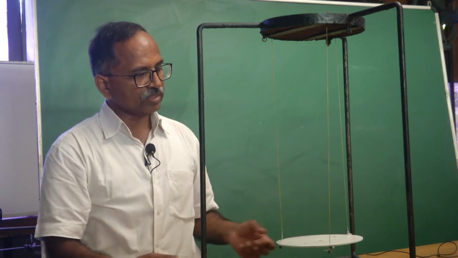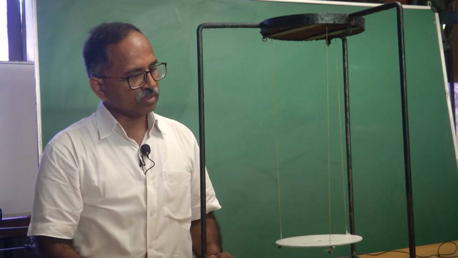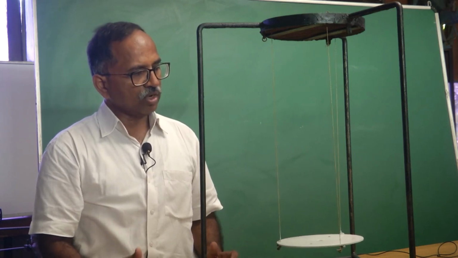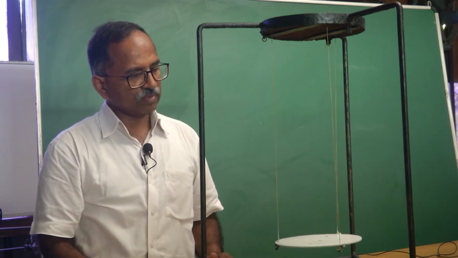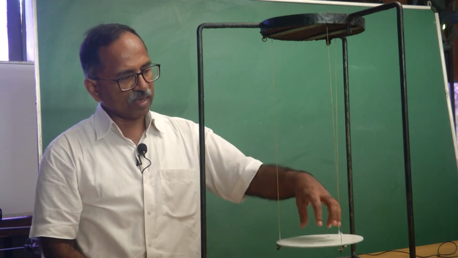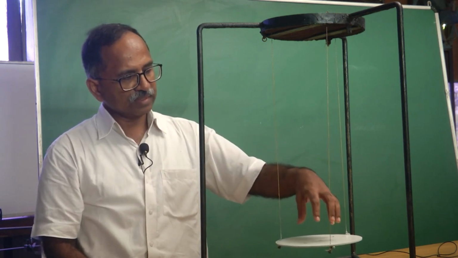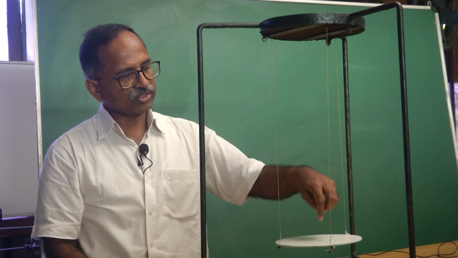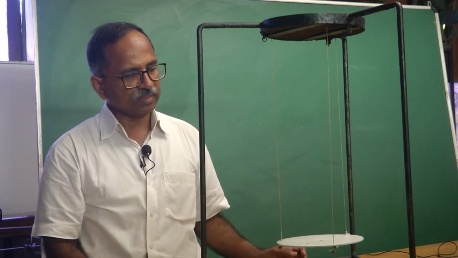And the oscillation that you see here is the result of the initial disturbance that I have given to the plate. How do I find the natural frequency of this system? Of course, the plate is considered to be a rigid mass, and it has its own mass moment of inertia about an axis passing through the center.